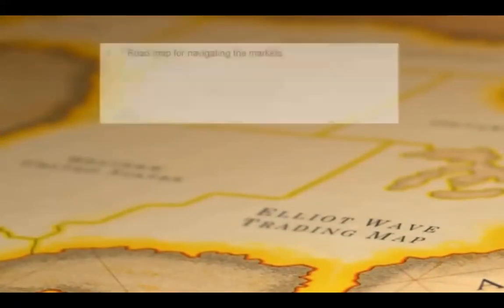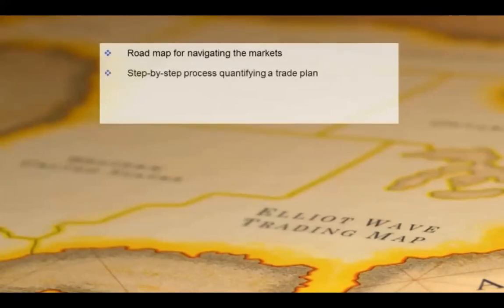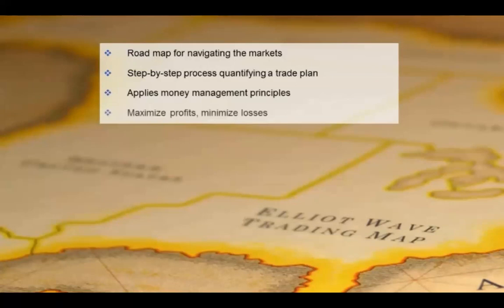Map. The Elliott Wave Trading Map is a roadmap for navigating the markets, which takes a set of vague ideas from your head and quantifies them into specific action steps. It is a written, well-analyzed, step-by-step process to guide you through planning a trade, taking positions, setting stop losses, and setting profit objectives. The plan applies money management principles so that you maximize your profits and minimize your losses.